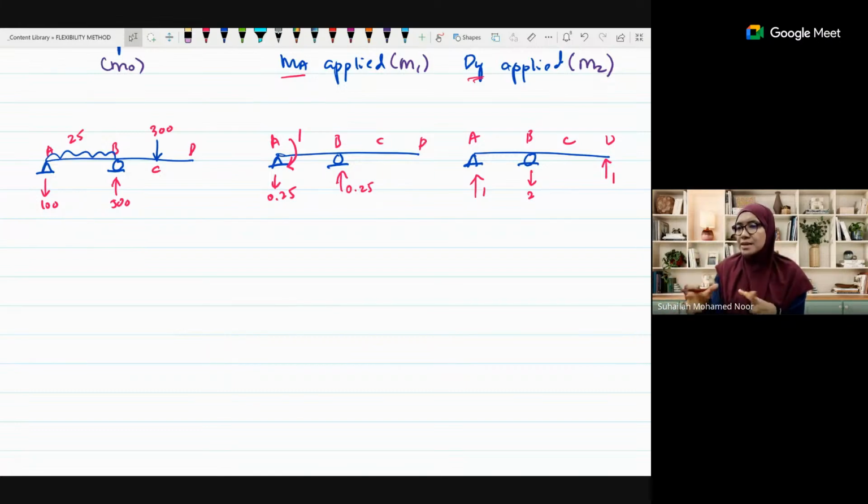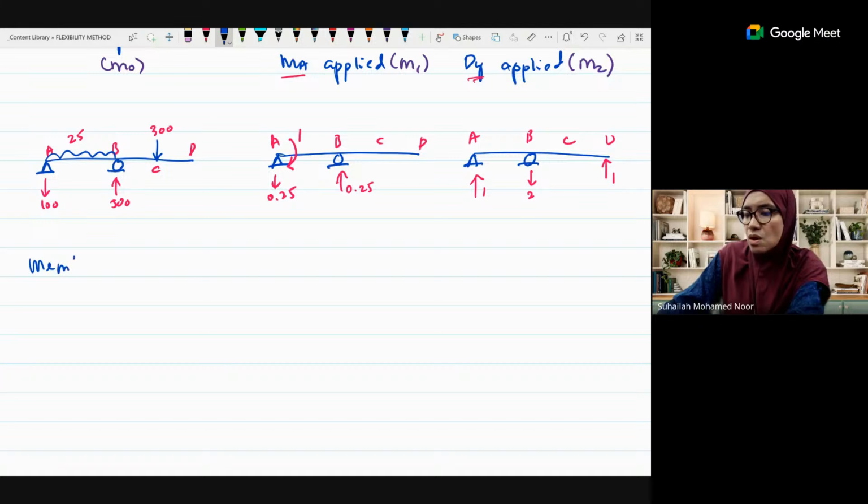We tabulate in one table, which has everything in it. So, there are 3 cutting sections, right? A, B, B, C, C, D, right? A, B, B, C, C, D, 3 cutting sections. So, we summarize into the table. In the table we list all the members. Our members are A, B, B, C and C, D.